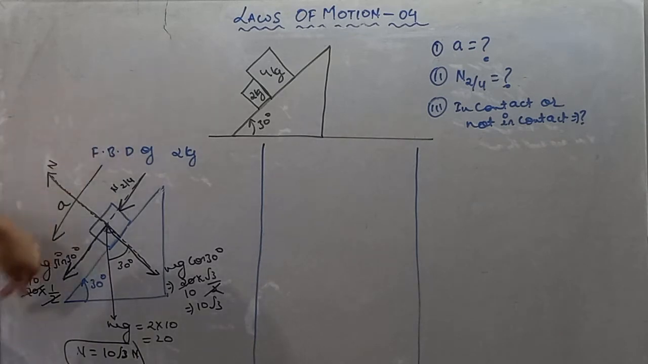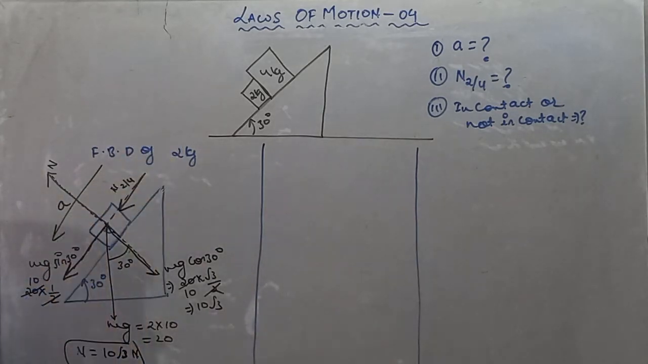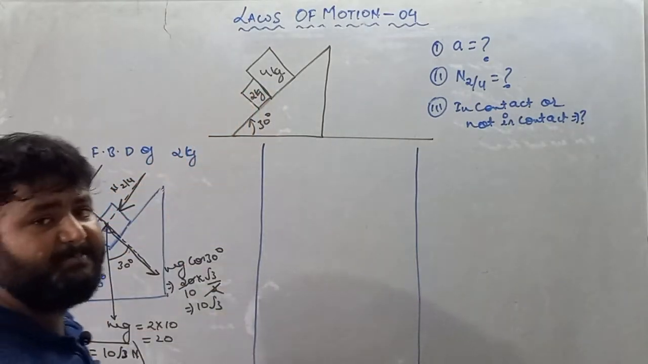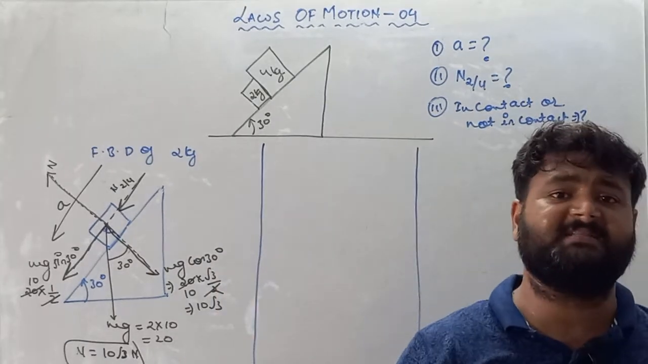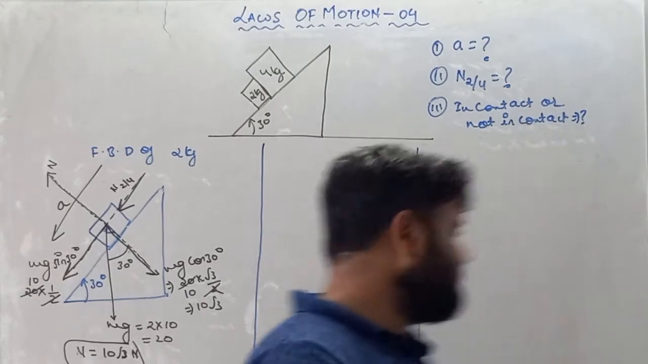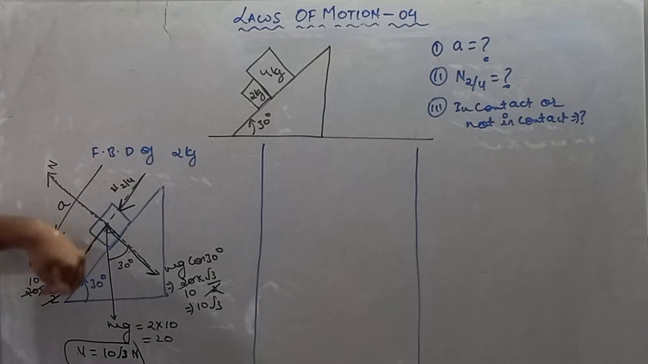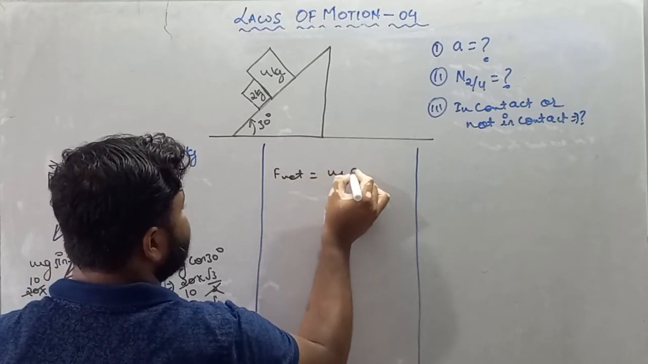Now see, along the acceleration two forces are acting. One is mg sine 30 and the other is normal on 2 due to 4. This normal is applied by the 4 kg on the 2 kg, because if two bodies are in physical contact with each other, then there must be a normal reaction force. Now see my dear student, the normal is in this direction, mg sine 30 is also in this direction, and the acceleration is also in this direction. So we'll apply F net equals m a net.